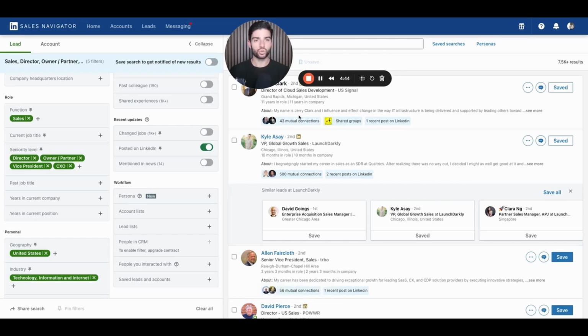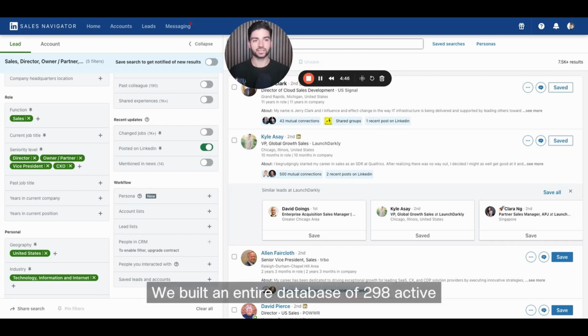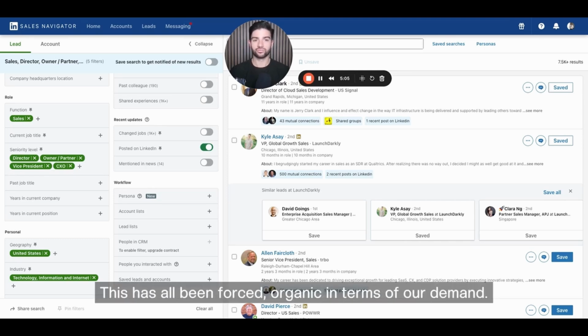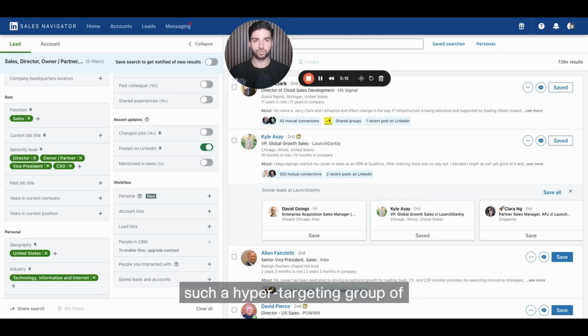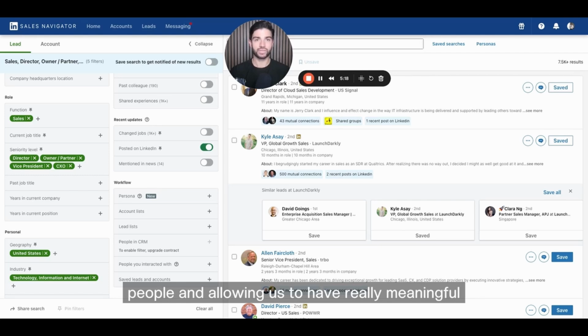This is huge. We built an entire database of 298 active investors who have written us a check and raised nearly $100 million, about $97 million in the last 4 years, all from doing this. We have spent zero on ads. We have spent zero on building our brand and boosting it. This has all been organic in terms of our demand. It allows us to get in front of the right people, reach out to them with relevant messaging, and know this persona inside and out, because we're focusing on such a hyper-targeted group of people, allowing us to have really meaningful conversations as we look to grow our investor base.